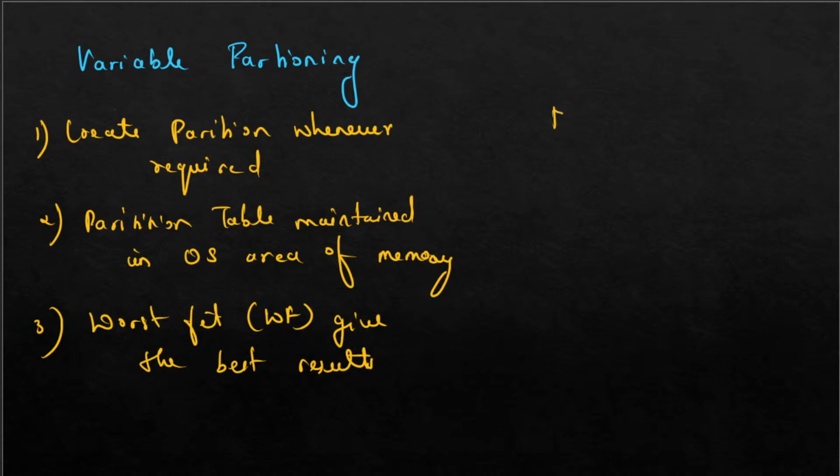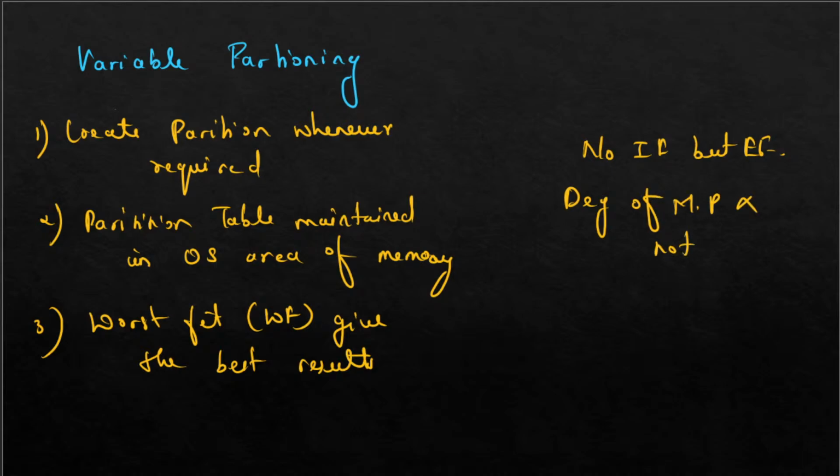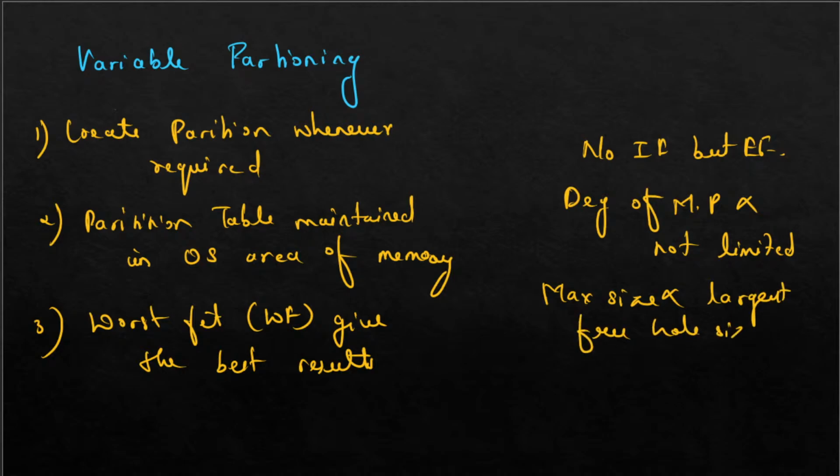Gives the best results, like number of IF, like no IF but EF is there. Degree of multiprogramming is directly proportional to not limited. Max size is directly proportional to largest free hole size. Okay, so note this everyone.